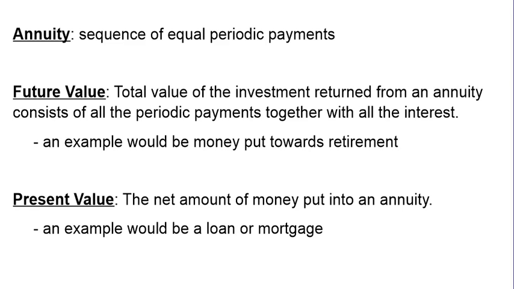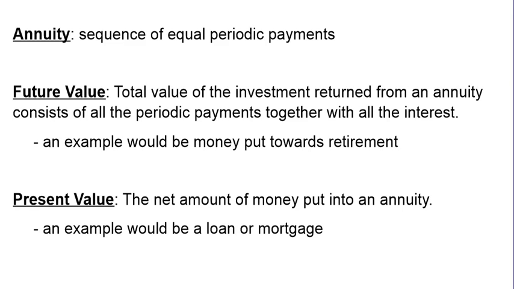And then we have future value versus present value. Okay, future value, the total value of the investment returned from an annuity consists of all the periodic payments together with all the interest. Okay, so an example of a future value would be money put towards retirement. If I know how much I'm putting in from every paycheck, I would want to look in the future when I plan to retire to determine how much money I have put back. Okay, considering I'm a teacher, I'm never going to have enough money to be able to retire, but for somebody with another job, that's what they would look at.